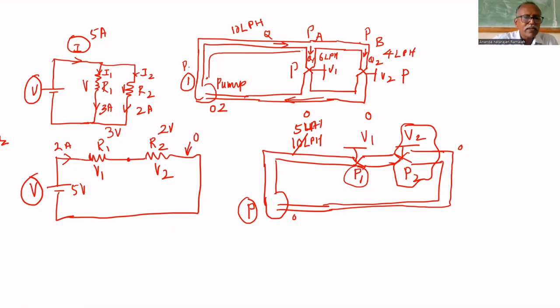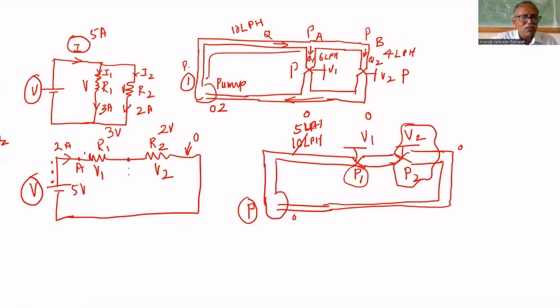What is the voltage at A? 5 volt. There is no drop. Here it is 5 volt. Up to this point, up to A, it is 5 volt only. No drop at all, because it is an ideal conductor. While calculating, we assume that the conductor doesn't drop any voltage. So up to A, it is 5 volt only.